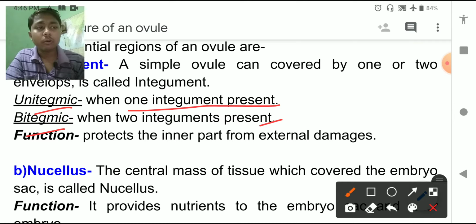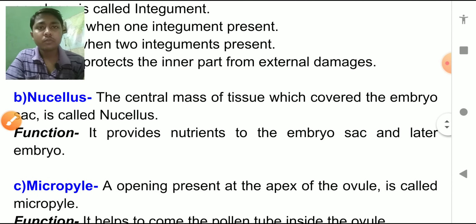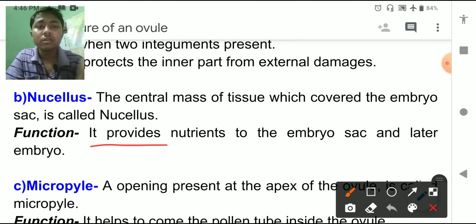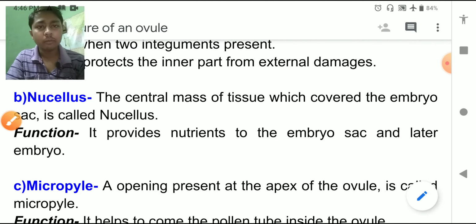Next we talk about the nucellus. What is the nucellus? Basically it is the nutritive layer. Its function is to provide nutrition to the embryo sac and later the embryo. Before fertilization, it provides nutrition to the embryo sac, because this is a sac-like structure, and after fertilization it provides nutrition to the embryo, because the embryo sac is converted into the embryo.